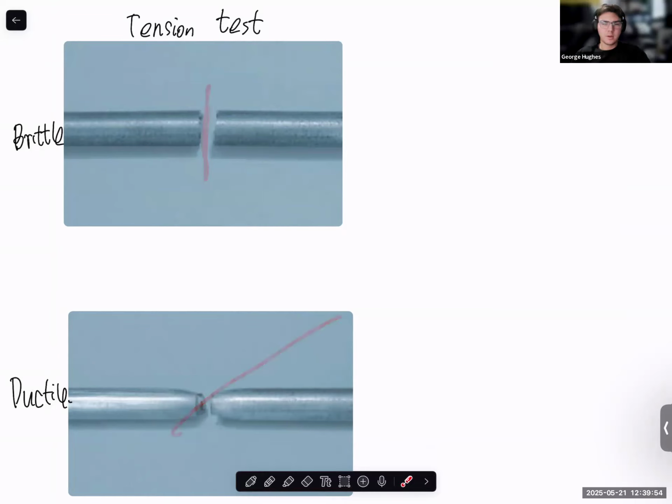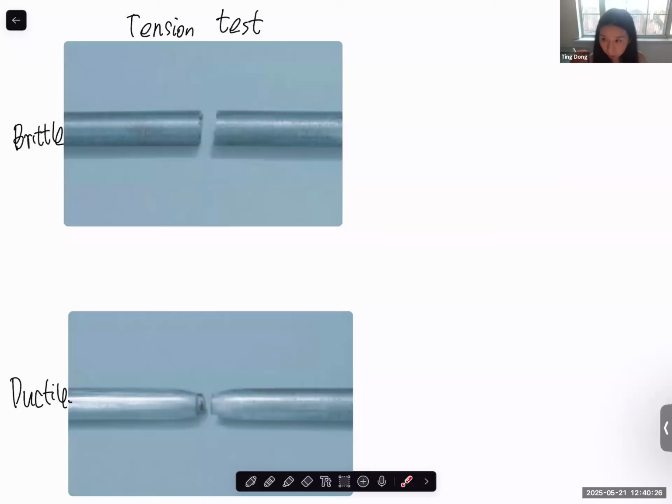One has no necking and the other one has necking. Sorry, could you please explain? The sound is breaking, so I didn't really understand. The brittle one has no necking, and then the ductile one has necking, so it shrinks before it fails. So you said the brittle one has what? Sorry, I didn't get that word. Necking. The brittle one doesn't have any. Okay.